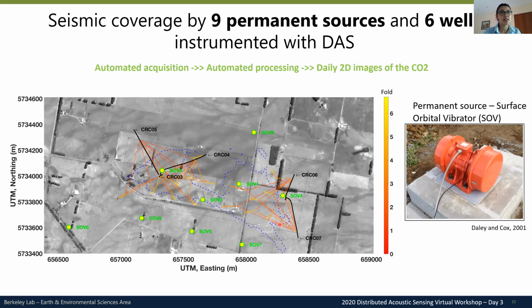And these permanent sources are called surface orbital vibrators. They were developed at LBNL. And so the idea here is that we have these 2 pieces of equipment that are completely remotely operated. They don't need a lot of people to operate them. You can retrieve the data from outside the site, so remotely. And we're building now this automated processing flow, so every day you can just see how the development of the plume is happening in the subsurface.